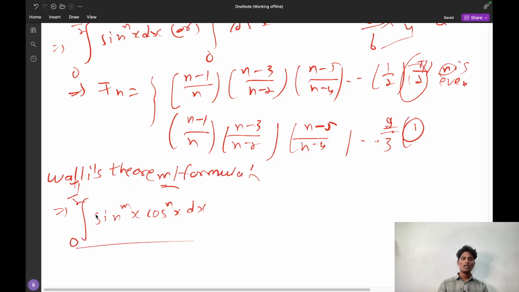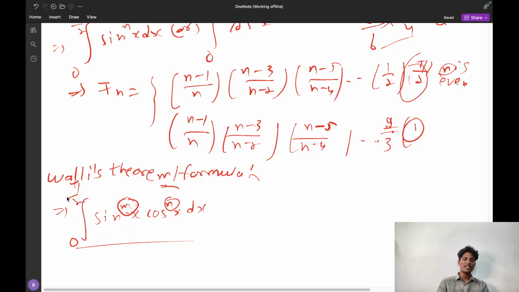I already explained how to solve this one, but if there are limits, that is 0 to pi by 2. What I said in the indefinite integration, how to solve this one, is we have to compare the powers. If the cos power is odd, we have to substitute sin x equal to t. If sin power is odd, we have to substitute cos x equal to t. So we have to check the powers. Like that we can solve the indefinite integration.